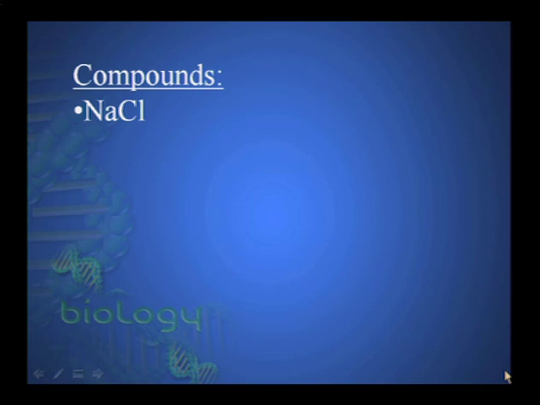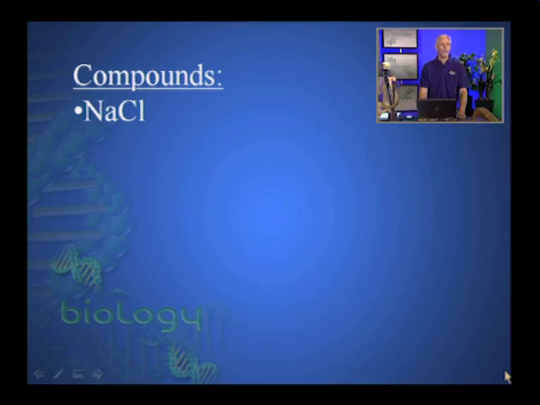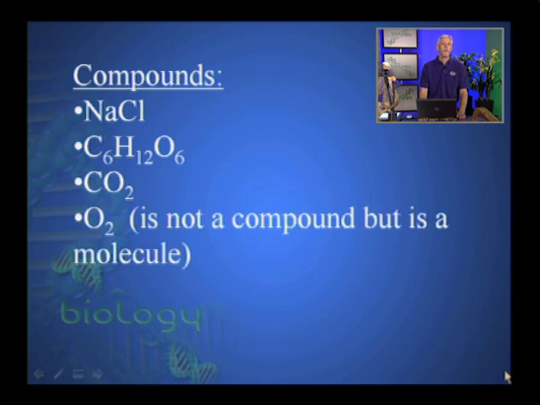For example, sodium chloride, two different elements, sodium and chlorine. This is the molecule glucose, but we can see that there's carbon, hydrogen, and oxygen. So both sodium chloride and glucose are compounds. Carbon dioxide, again, we see carbon and oxygen. That's another example of a compound. Now, O2 is a molecule, but it's not a compound because here we just have two atoms of the same element. All right. So next I want to look at chemical bonds.